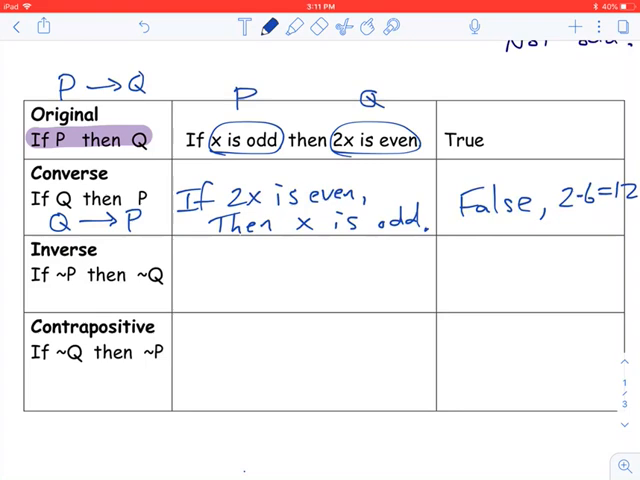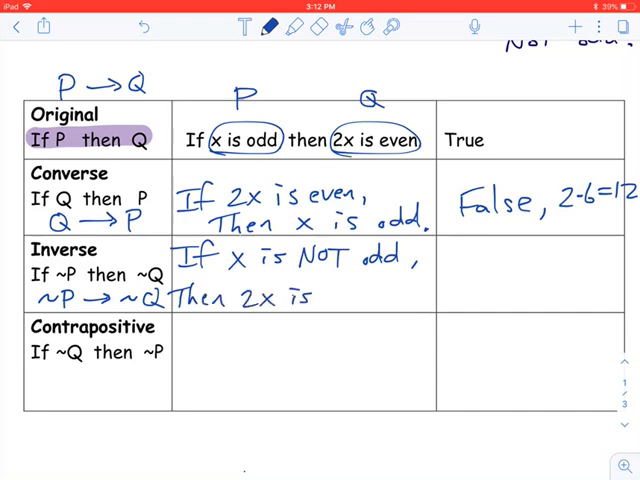So if tilde P, then tilde Q. So this, remember, is not. So if not P, then not Q. So I'm just going to go P and Q, but not. So if I'm going to say, if x is not odd, then 2x is not even. If x is not odd, that means it's even. And if 2x is not even, that's not going to be true either for the same reason.